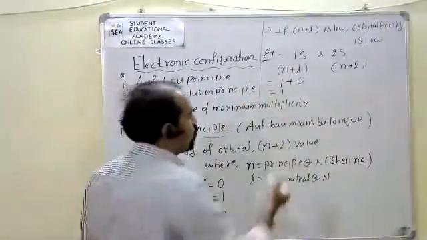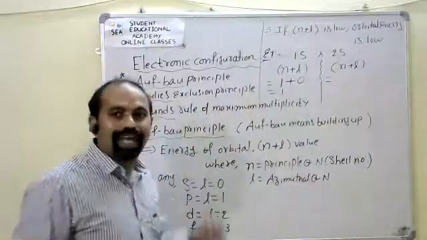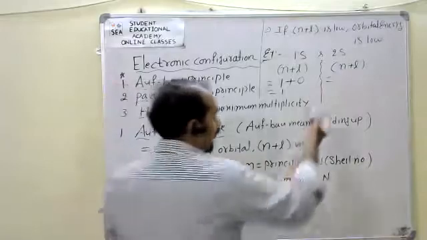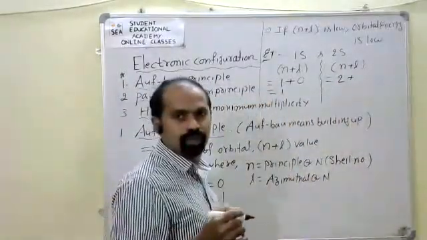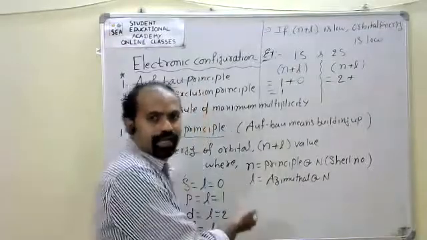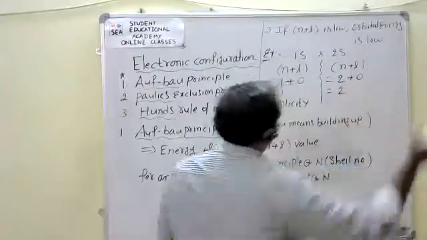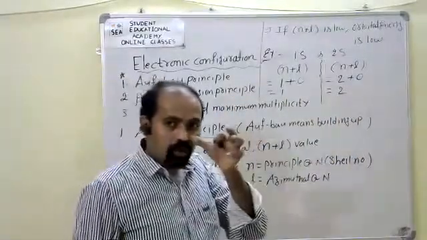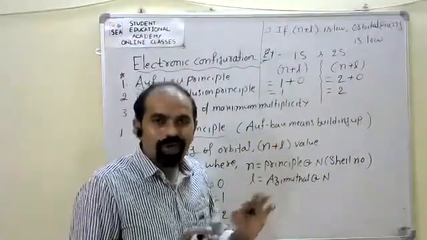Now the 2s orbital. What is the n value here? 2. What is the l value? 0. Any s orbital, l value 0. What is the total? 2. Now, out of the two orbitals, which is the lowest energy?